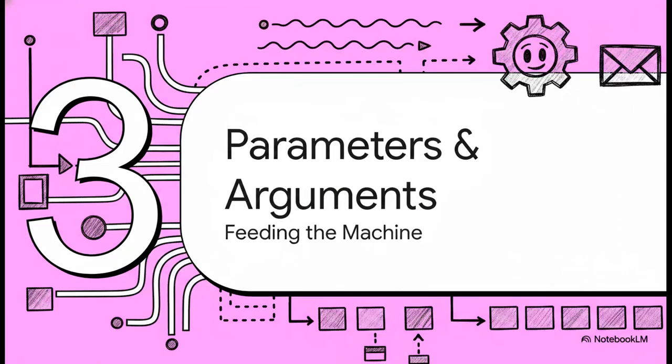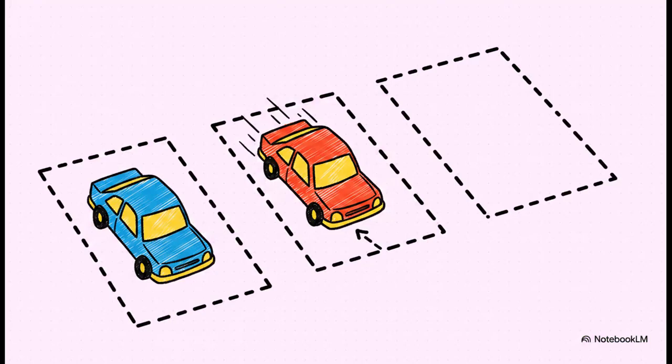Which brings us to part 3, parameters and arguments, feeding the machine. Okay, so what if we want our function to greet a specific person instead of just spitting out a generic hello? We need a way to feed dynamic data into our machine. And here's the absolute best way to master this vocabulary. Just think of parameters as empty parking spaces and arguments as the actual cars parking in them. When you create the function, you put parameter names inside the brackets as placeholders. They're just telling the function, hey, expect some info here. Then, when you actually call the function later, you provide the real values. And those real values, those are your arguments.